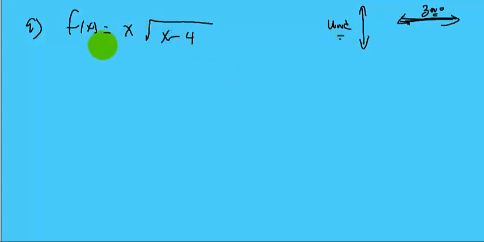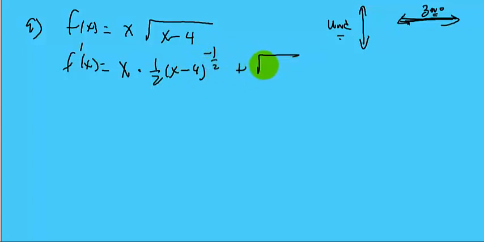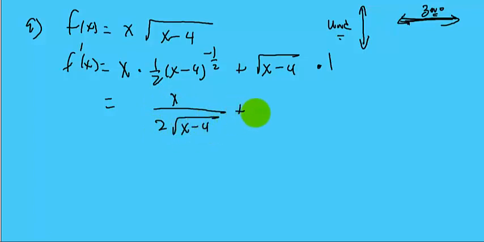But this is the function, so how do I find the slope of this function? Derivative. Okay, what type of rule am I using here? Product. First, times the derivative of the second, plus the second times the derivative of the first. Cleaned up: x over 2 square root of x minus 4, plus square root of x minus 4.